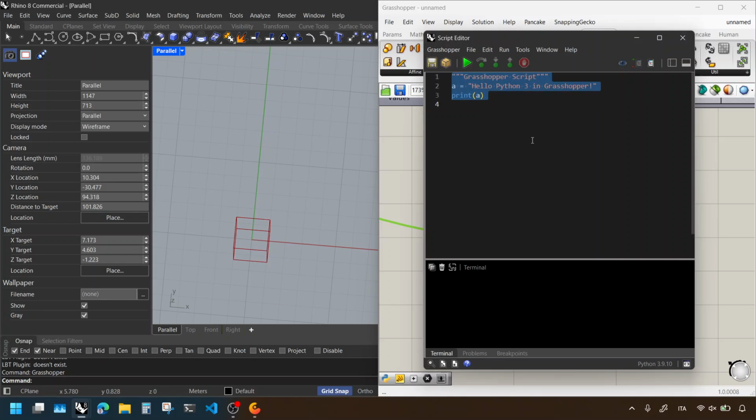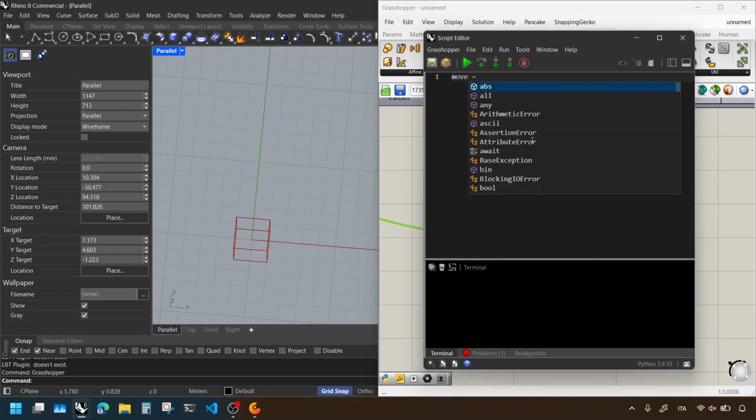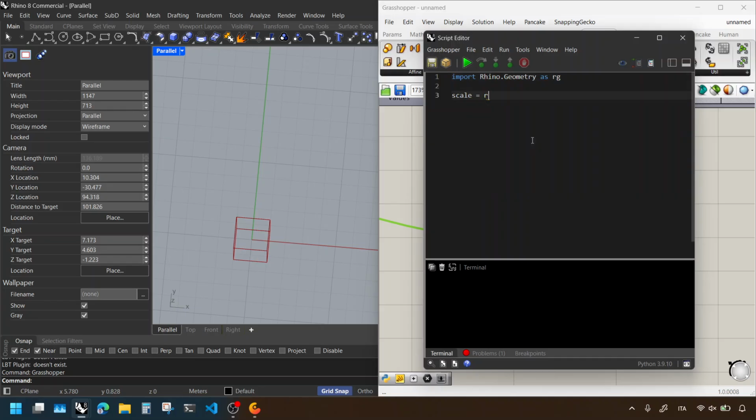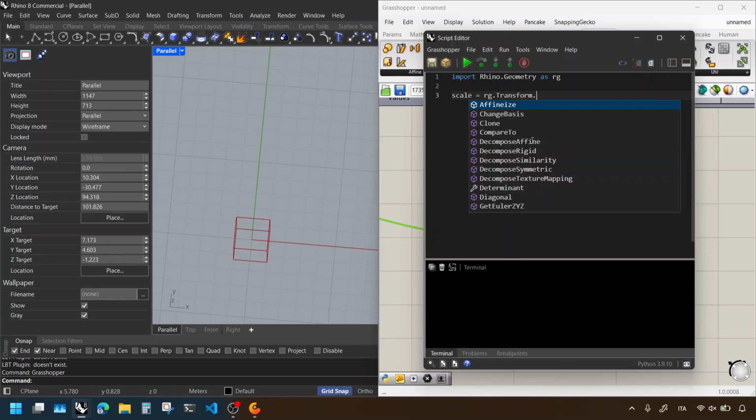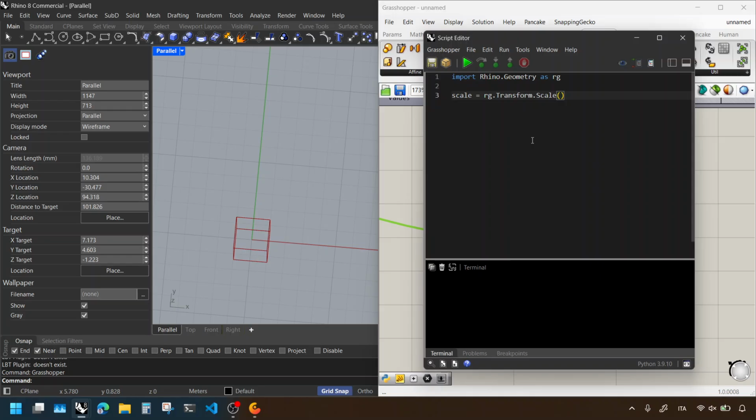So how do we do transformations? By using the Rhino geometry built-in functions. So let's define a transformation, maybe of movement. We won't show all of them. Maybe we will. Let's start with scale then. So scale, it's just a Rhino geometry. Sorry, we need to import Rhino geometry first. So let's go import rhino.geometry as rg, so Rhino geometry. So Rhino geometry.transform scale.